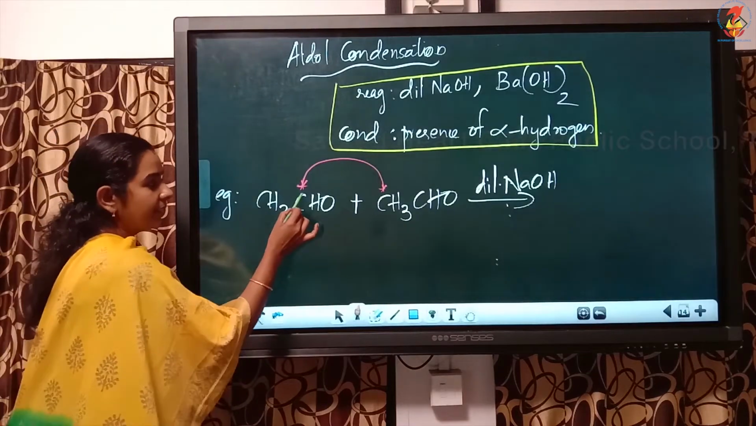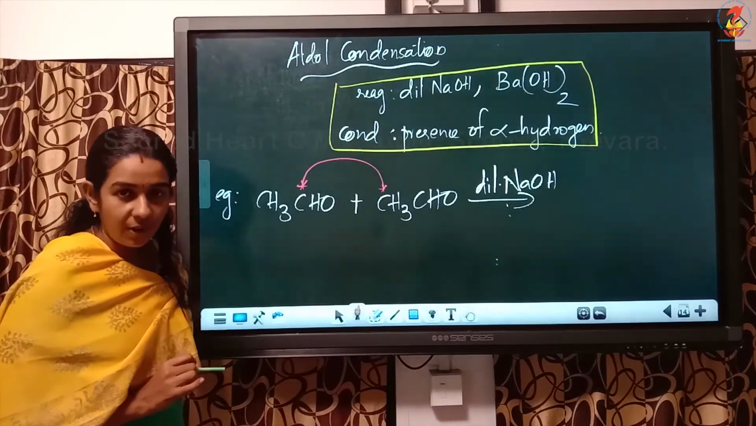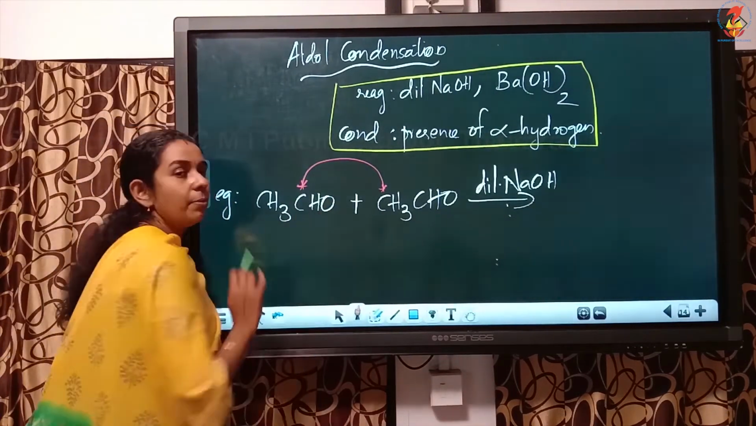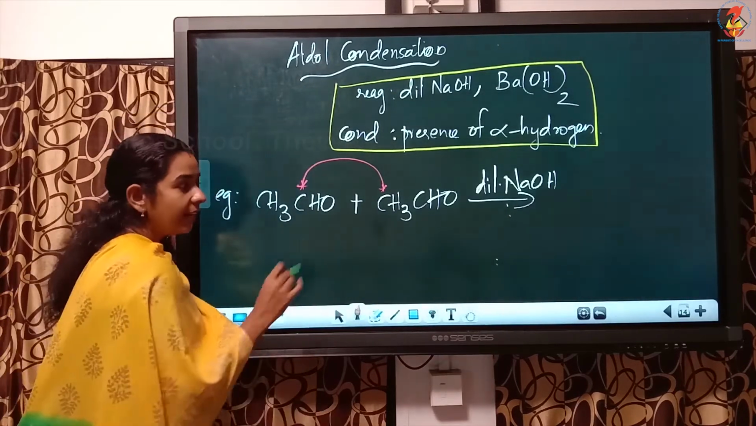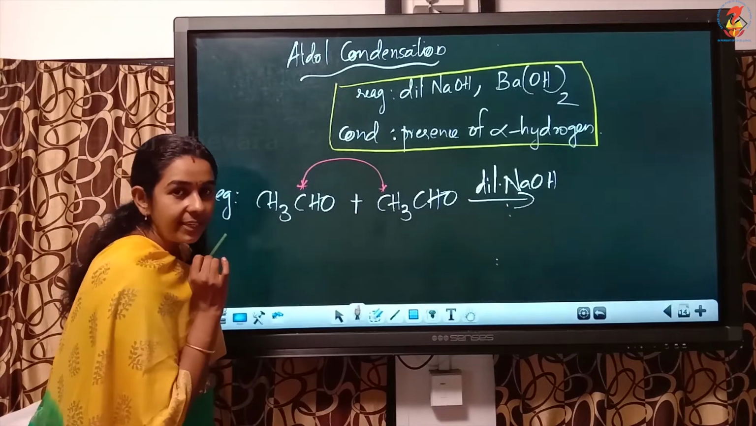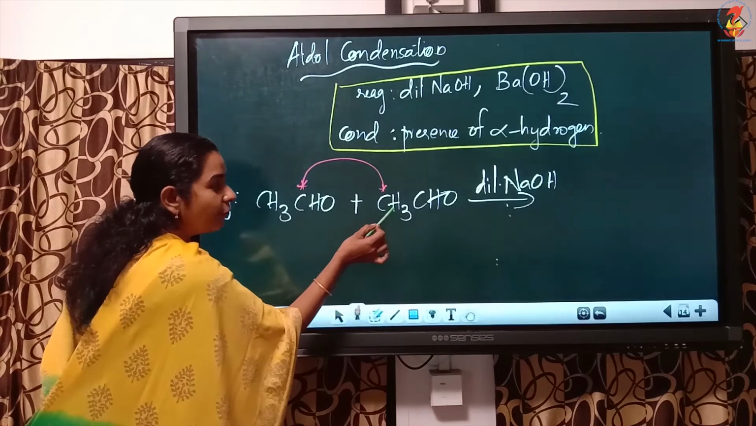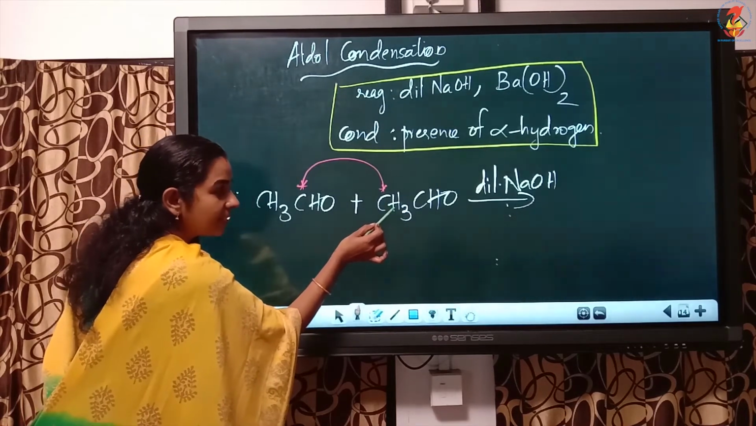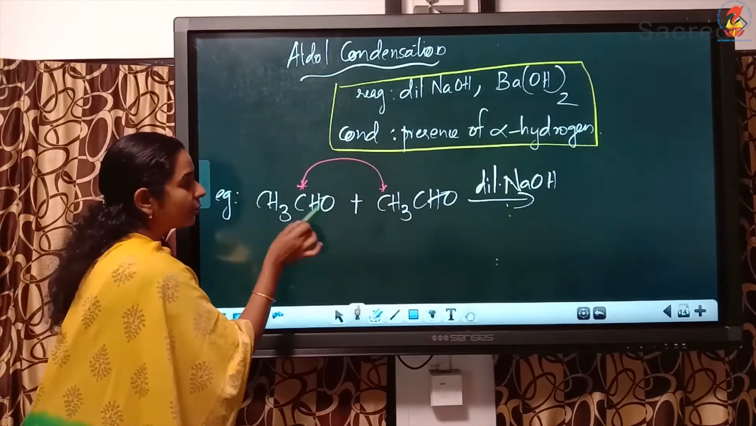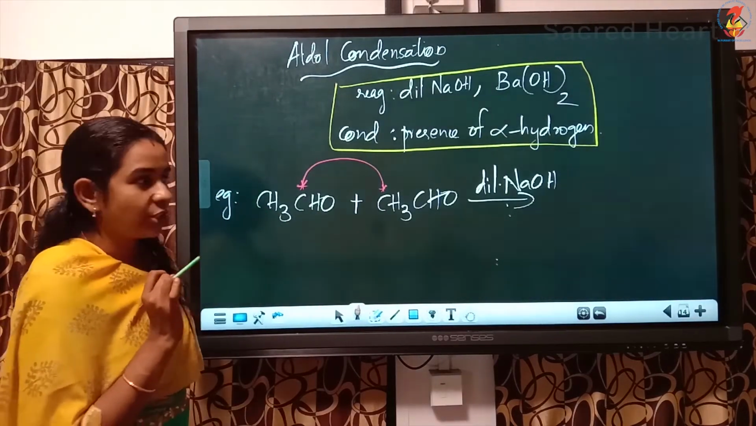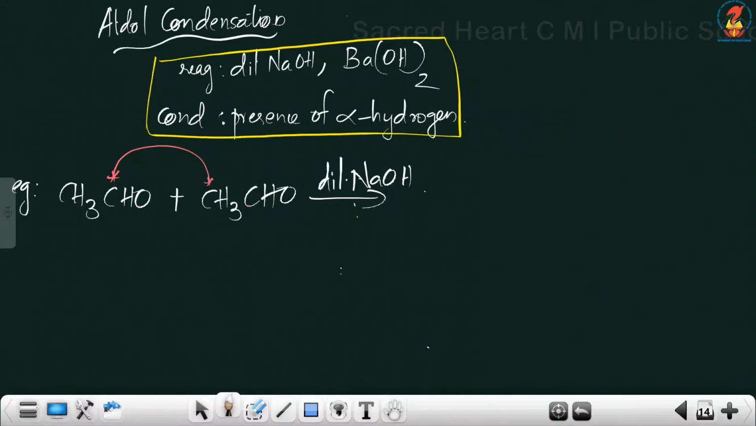Now connect these 2 carbon atoms by using a single bond. First mark the carbonyl carbon in the first molecule, in the second molecule mark the alpha carbon, and connect these 2 carbon atoms using a single bond. When you connect, we know that the alpha hydrogen is acidic and is released as H plus. So give 1 hydrogen from this alpha carbon to this oxygen, so that this O becomes OH. How can we write the product?